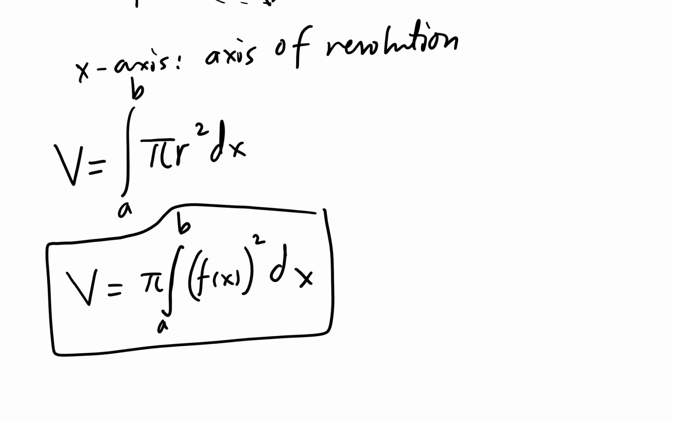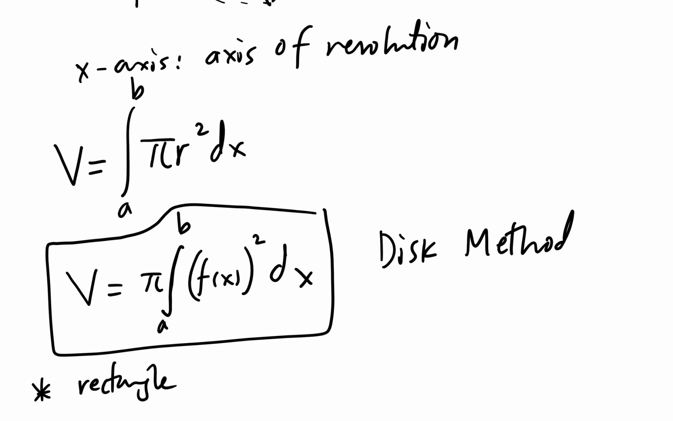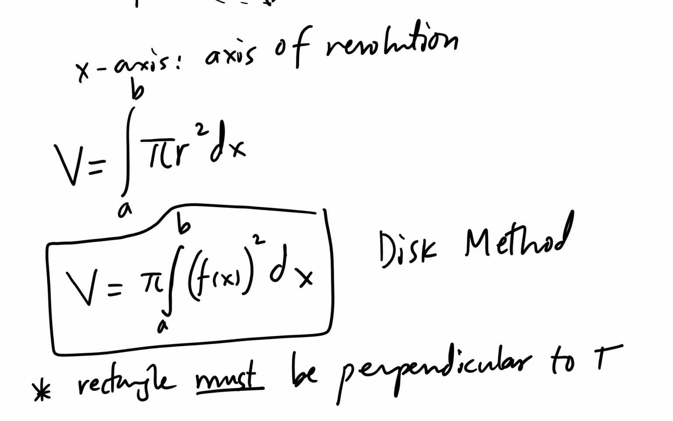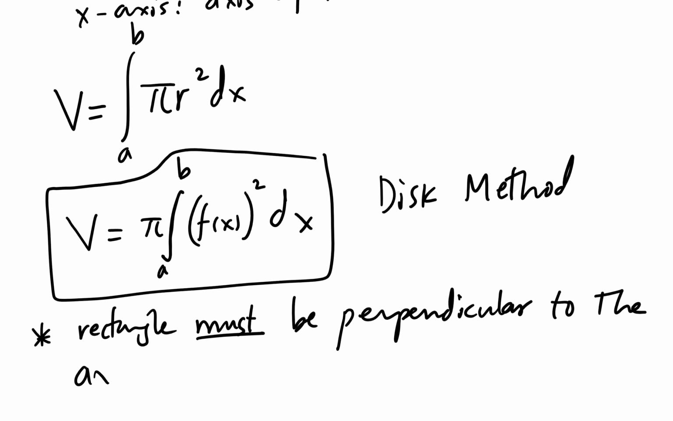Now the circle that I found here, we call it a disk instead of an area. A disk is a filled up circle. That's what it is. So in this case, we call this the disk method. Using the disk method, keep in mind that the rectangles we draw must always be perpendicular to the axis of revolution.